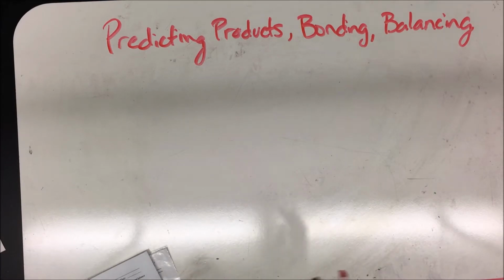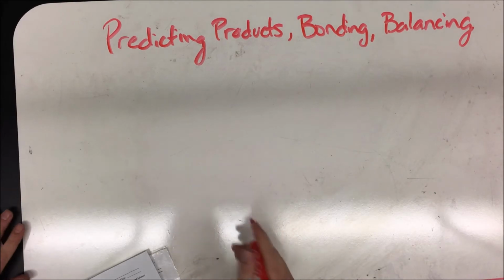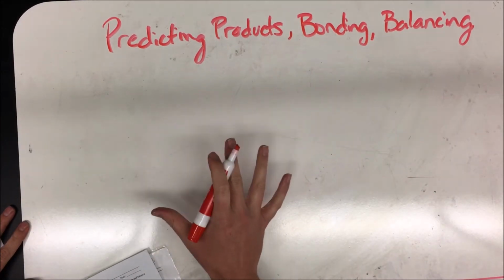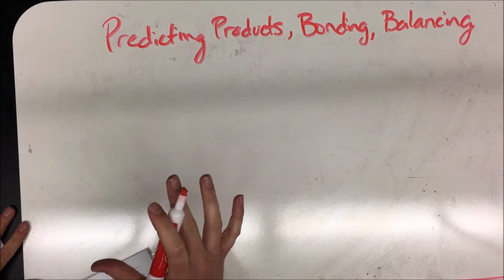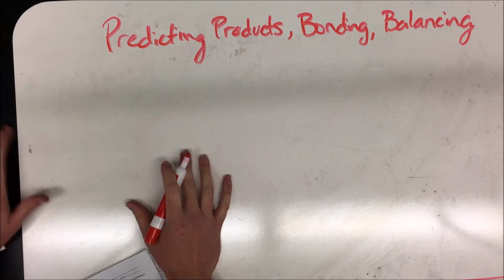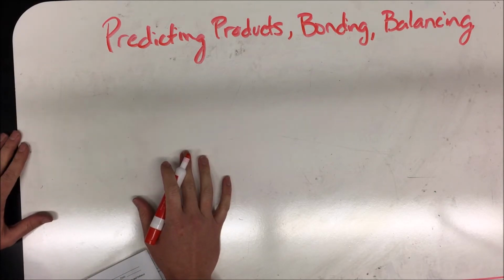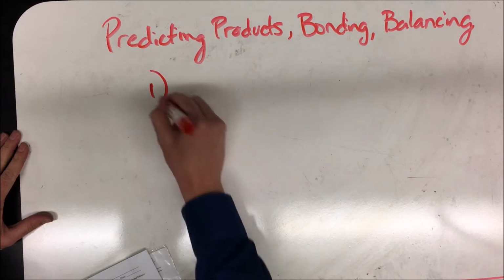One of the big things you absolutely need to know, first and foremost, are your 5 different types of chemical reactions. You've got to have those pretty well down, or at least on a piece of paper somewhere close to you. So I'm just going to quickly go over those.